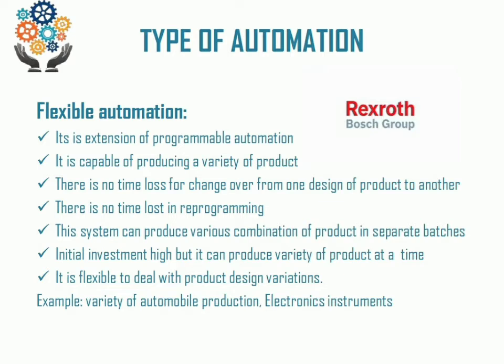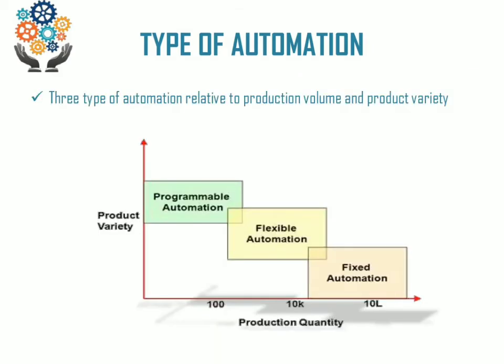Then as you can see on this particular diagram, we selected two axes: the y-axis for product variety and the x-axis for product quantity. When we place all three types of automation on this plot, we come to know that fixed automation has high production quantity, but the variety of product designs is very low, because a single configuration of the equipment is fitted there.